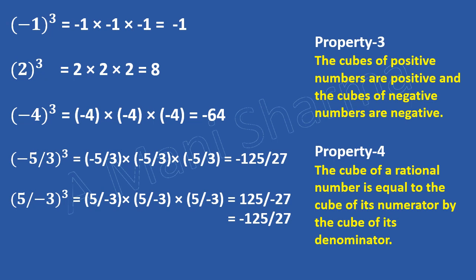Now if you bring that 125 by minus 27 in standard form, it will again become minus 125 by 27, because in the standard form we put the negation in the numerator. So the property 4 says the cube of a rational number is equal to the cube of its numerator by the cube of its denominator.